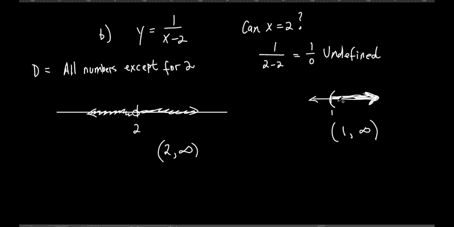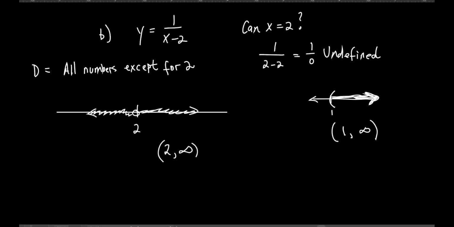How would I show that it included 2? What symbol would I use? A bracket, right. I would use a bracket. But it does not include 2. 2 is not included. It's not part of my domain. So I put a parenthesis there, which means everything just to the right of 2, as close to 2 as you could possibly get, but doesn't include 2, and everything to the right.